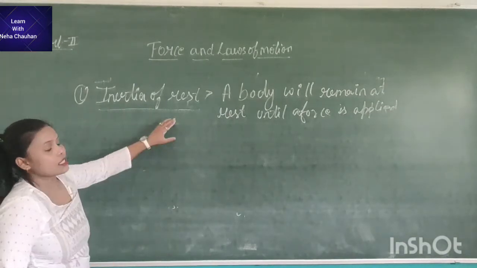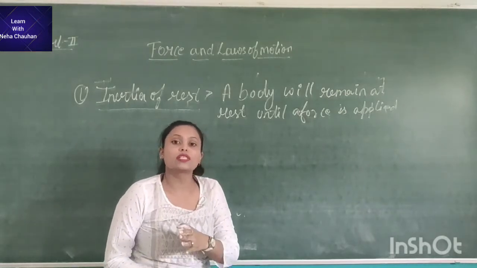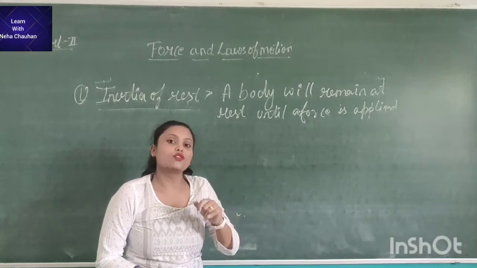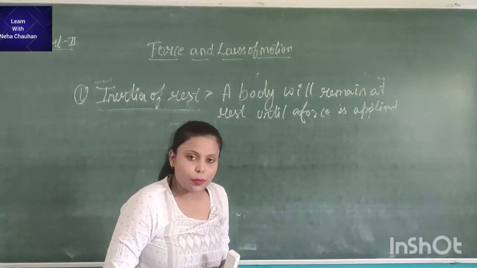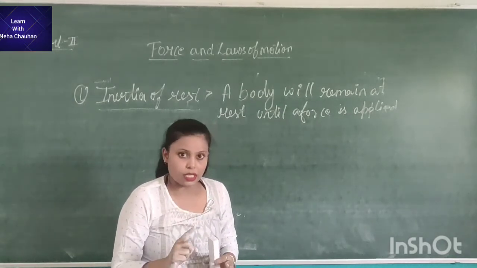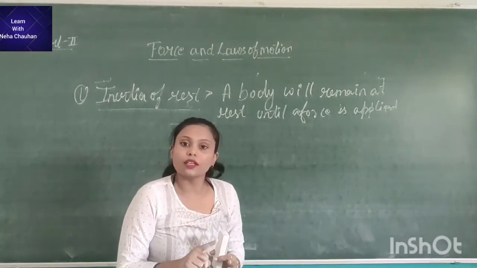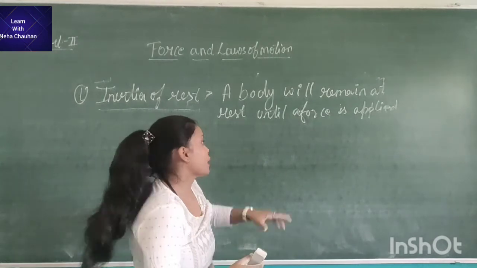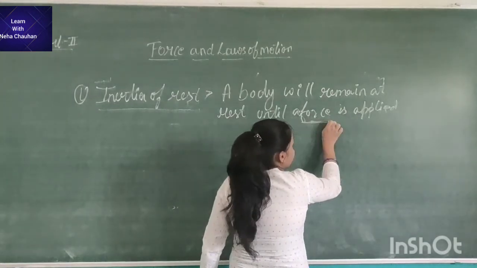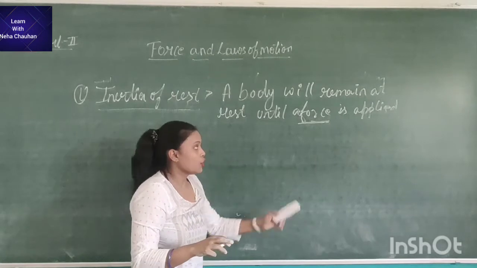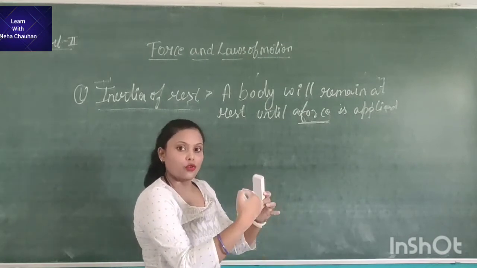Inertia of rest has another example also. When you sit in a bus and it starts moving suddenly, what do you feel? You fall backward. Why is it so? Because your lower part, which is in contact with the bus, starts moving, but the upper part of the body, which is not in contact with the bus, doesn't move and remains at rest. When the force applied by the bus gets unbalanced, our upper part also starts moving with the bus.